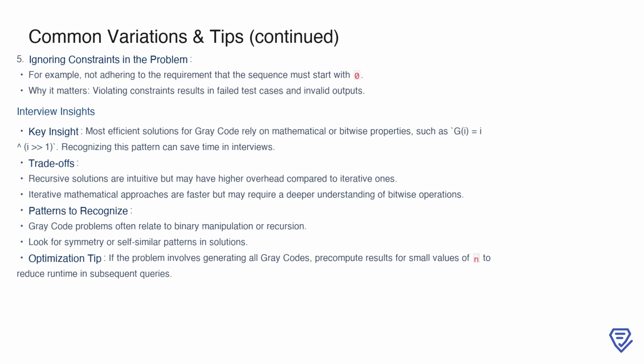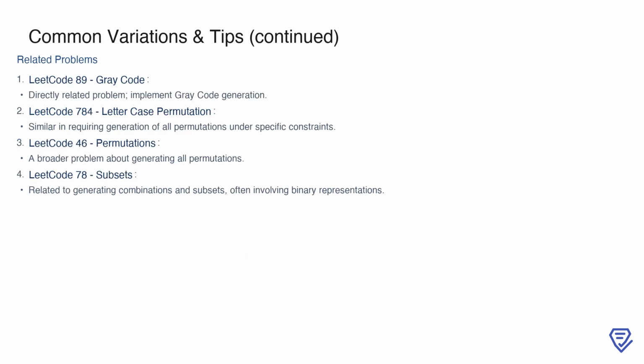Patterns like symmetry or self-similarity in binary sequences often appear in gray code-related problems, so recognizing these can help streamline your approach. For optimization, pre-computing gray codes for smaller values of n can save time if the problem involves repeated queries. Understanding related problems can further deepen your grasp of this topic.